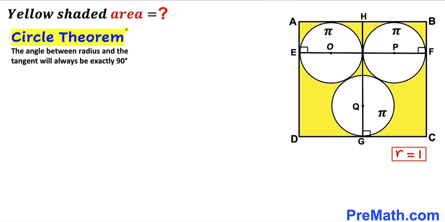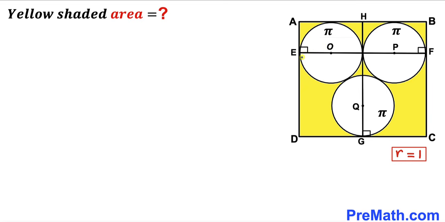And now let's recall the circle theorem. According to this theorem, the angle between the radius and the tangent will always be 90 degrees. So no wonder all these angles are going to be 90 degrees each, since these are our tangent lines and these are our radii.